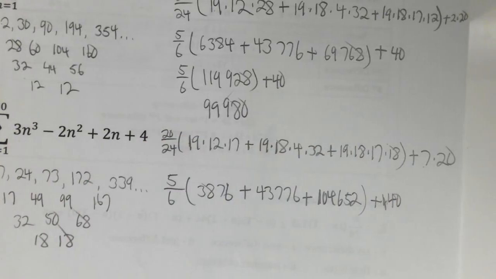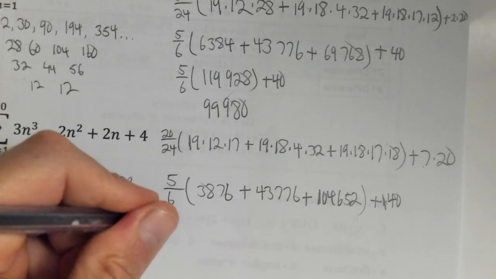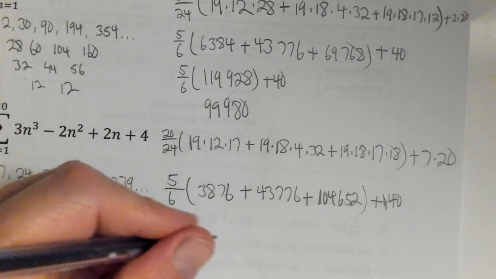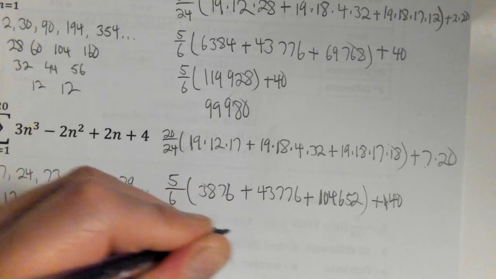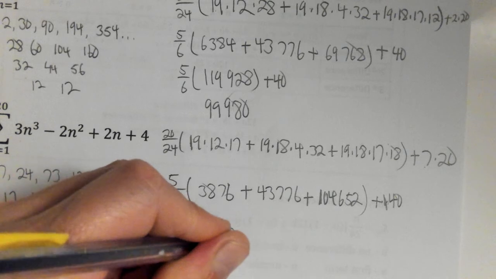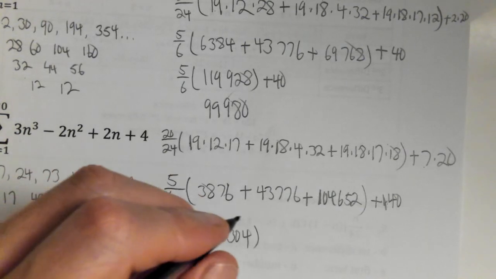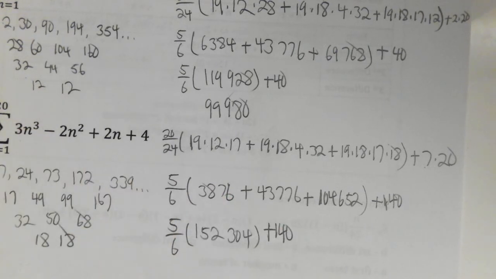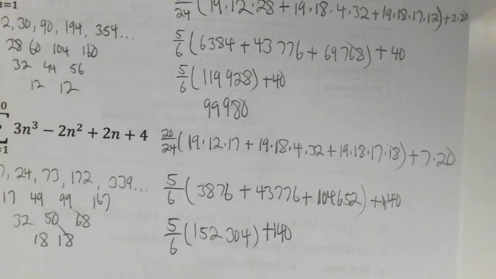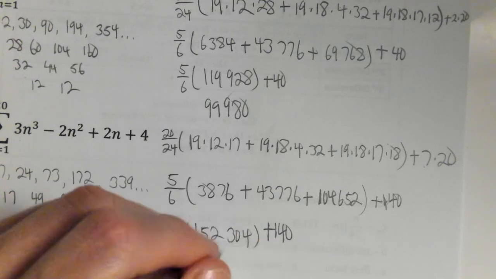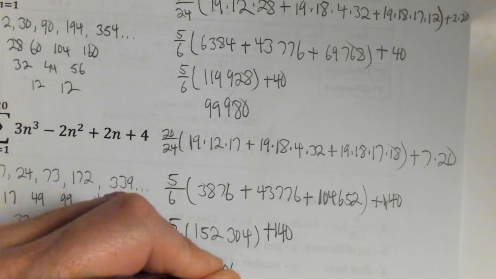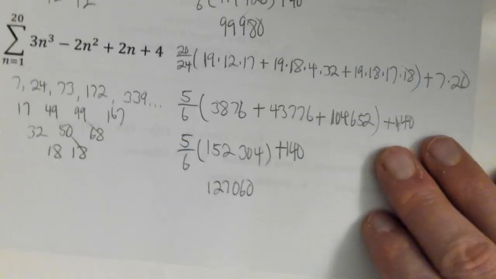Alright. And so here we can add up everything on the inside of the parentheses. So that'd be 5/6 times the sum, and adding all these together would get 152,304. Alright. And then still we got a plus 120 tagging along here. Alright, not 120, 140, sorry. So when I multiply this out and add this to it, I'm going to get 127,060. Alright, so there we go.